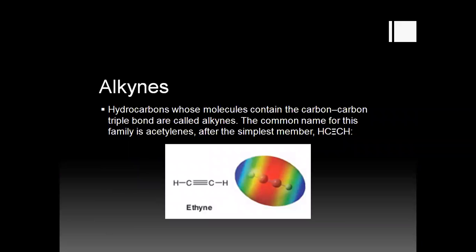What are alkynes? Alkynes are the hydrocarbons whose molecules contain a carbon-carbon triple bond and are called alkynes. The common name for this family is acetylenes because its simplest member is ethyne.